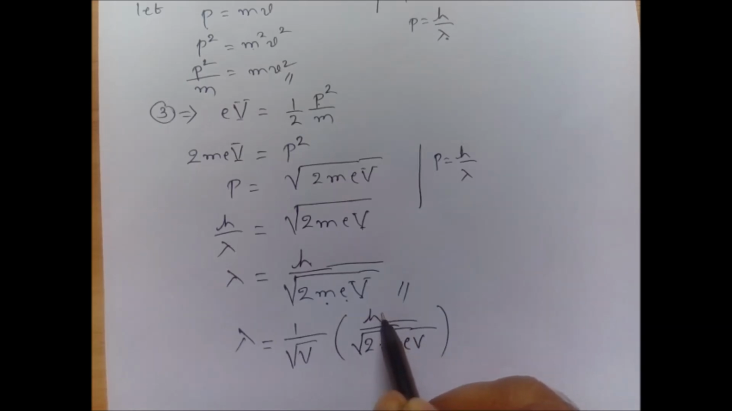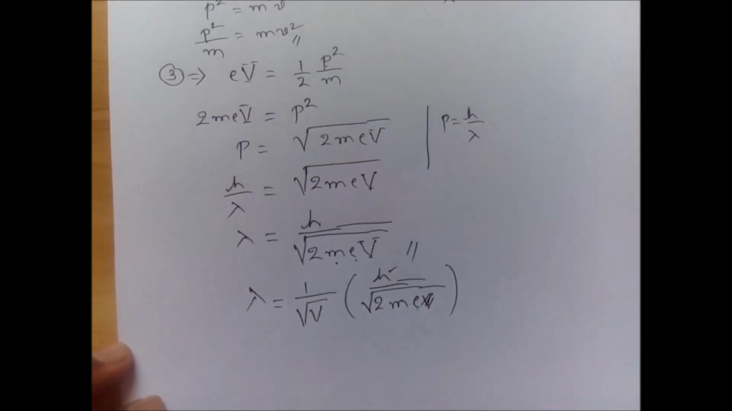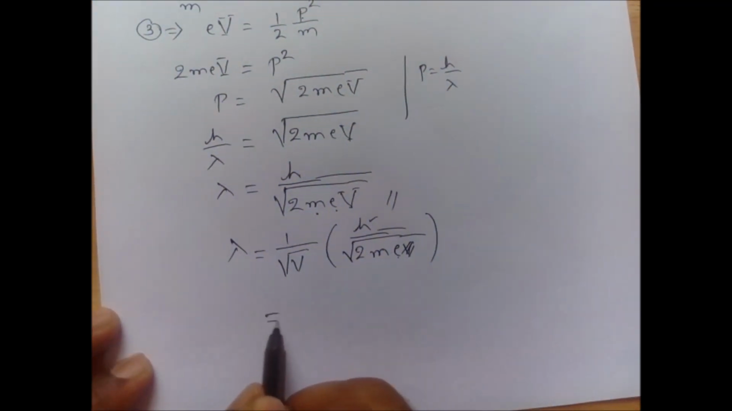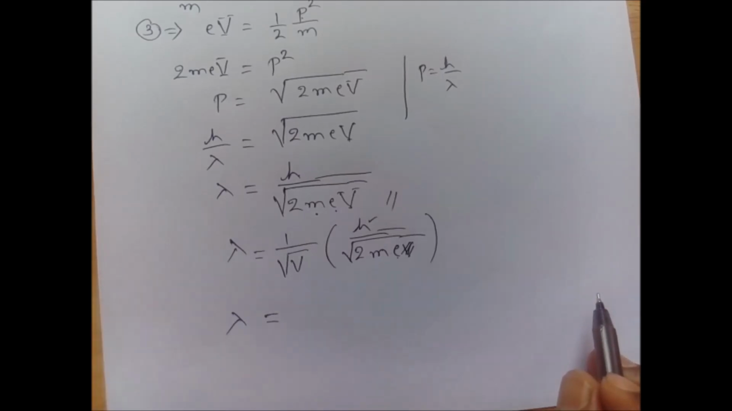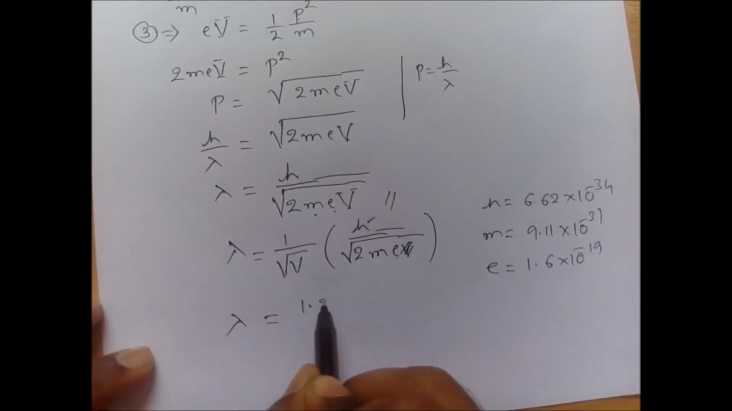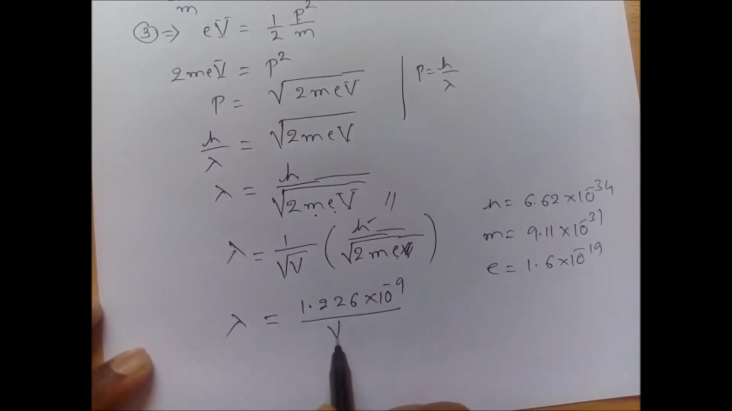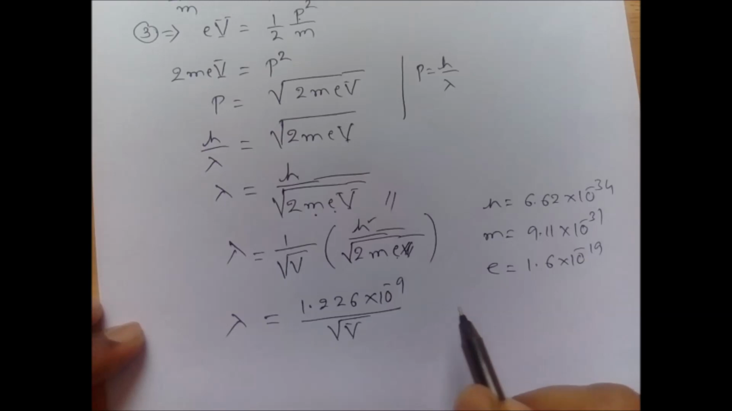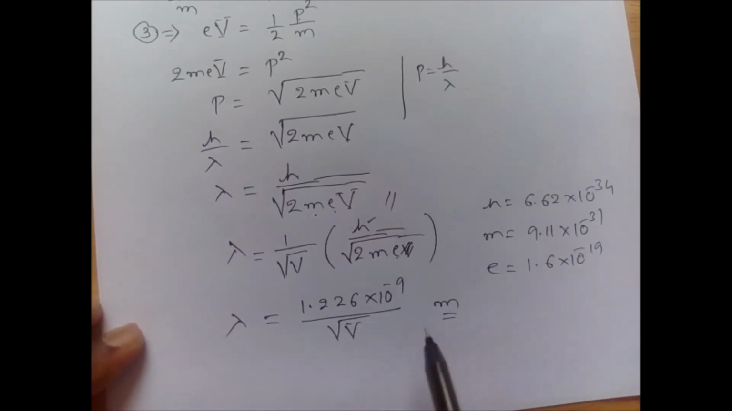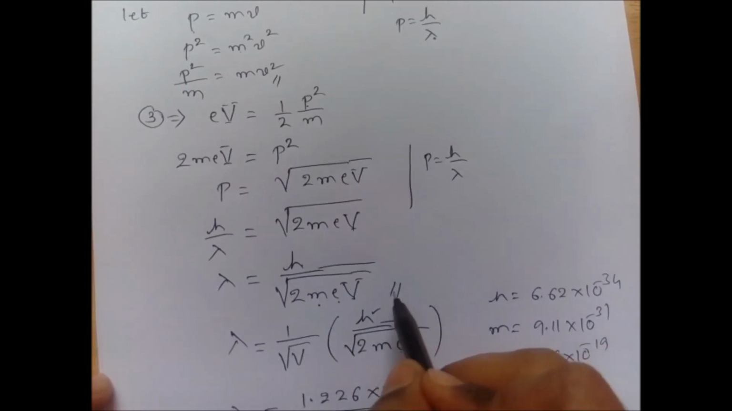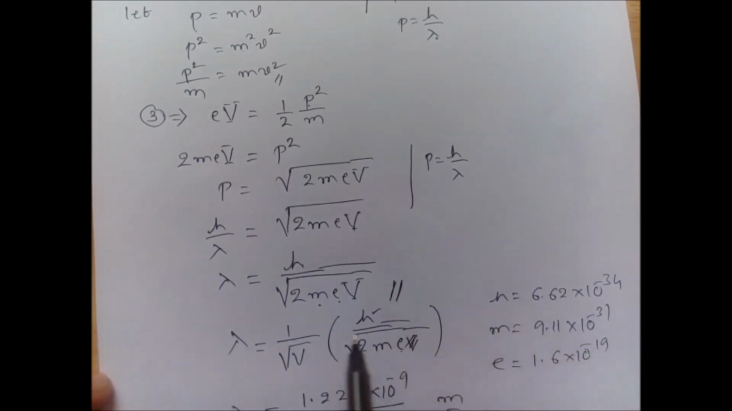When I substitute the value for h, the value for m, and the value for e, that is the charge, I'm going to get this lambda. So you can substitute the values as 1.226 into 10 to the power minus 9 divided by root V as it is. The unit of the wavelength is a length, that means it is in meters. This is the unit, and till here you can solve the derivation.